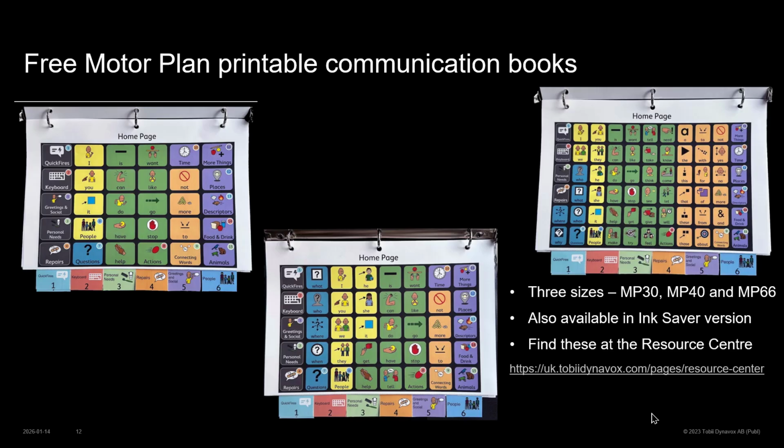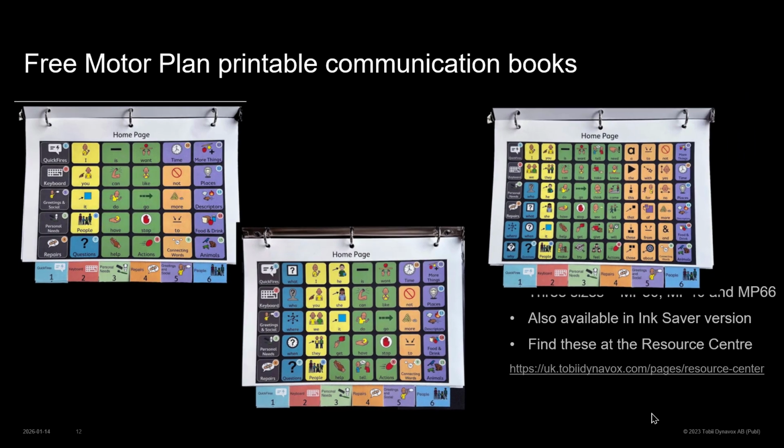A new resource that you can also find in the Resource Centre is the free printable motor plan communication books. Very much like the Core First communication books we saw earlier, but these motor plan books have only been available for a couple of months. You'll see that they are available in 3 sizes, Motorplan 30, 40 and 66, and you have them available in full colour or ink saver versions. They're the perfect companion for people using Motorplan on a device running TD Snap.